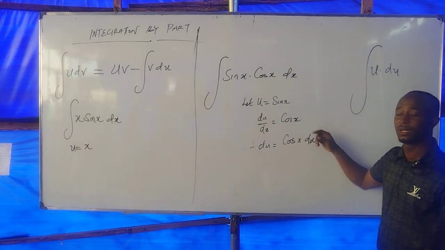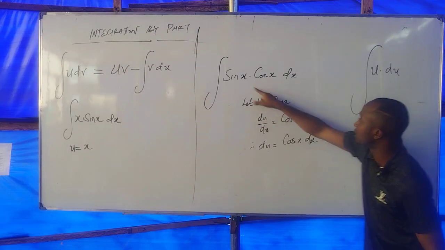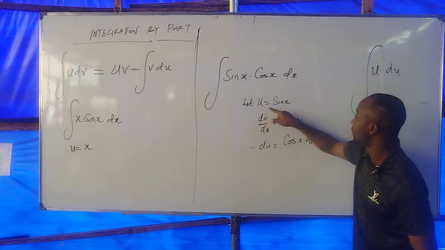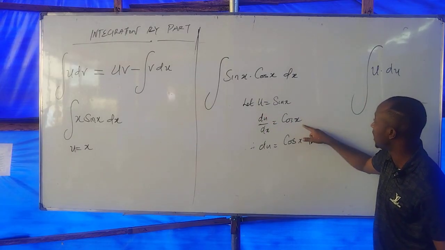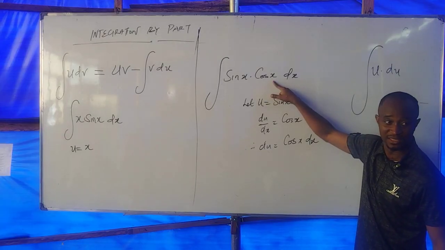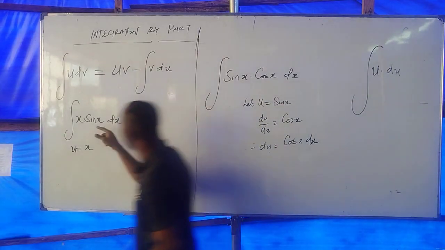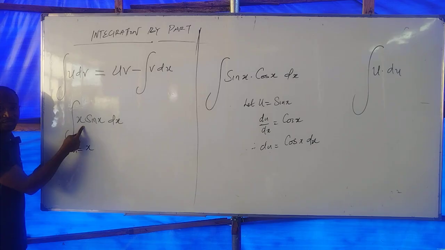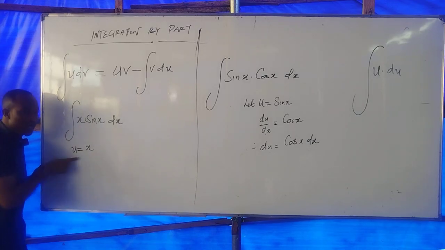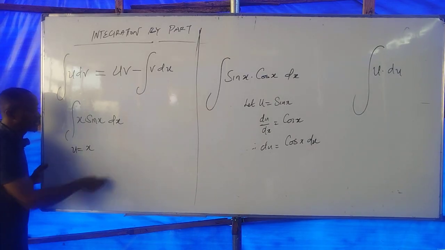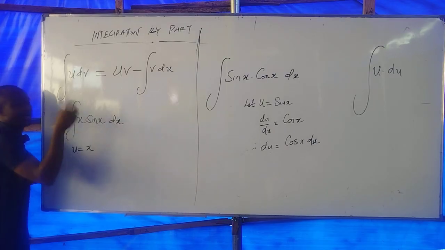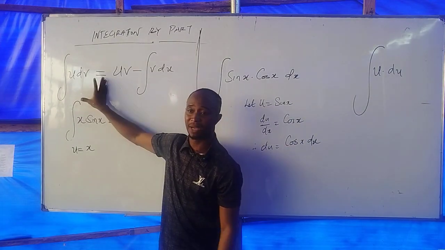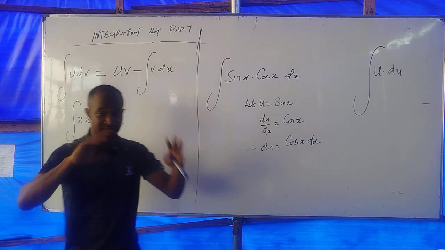What do you notice here? We say let our u equal sine x. When you differentiate u with respect to x, we have cos x. But for this other kind of question, these two are still products, right? If my u equals x, when you differentiate u, I cannot have sine x. That means I cannot use this form to solve again. I have to use by parts. Is the gist clear?